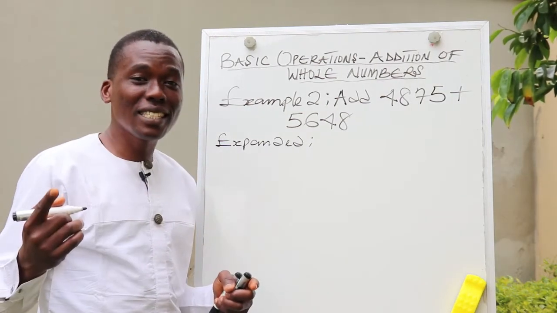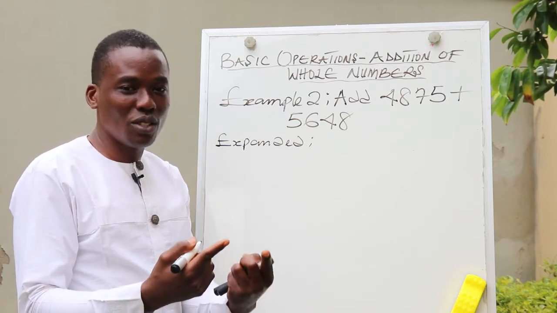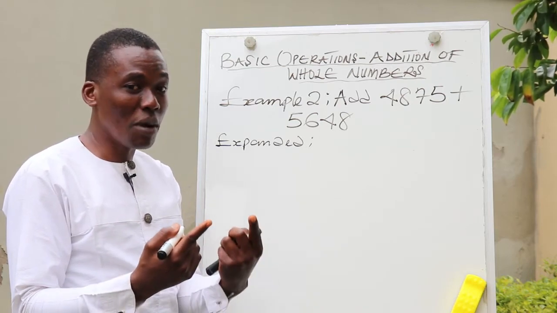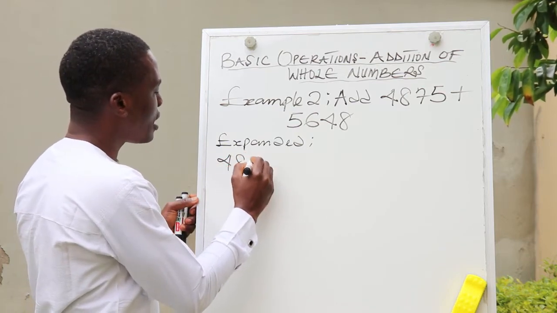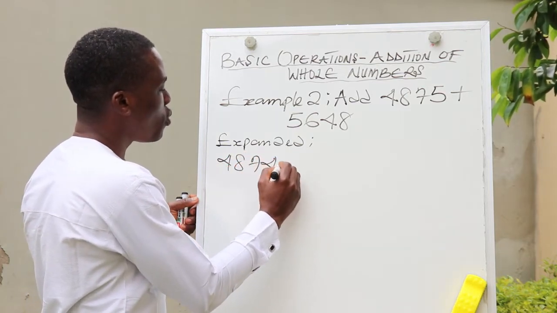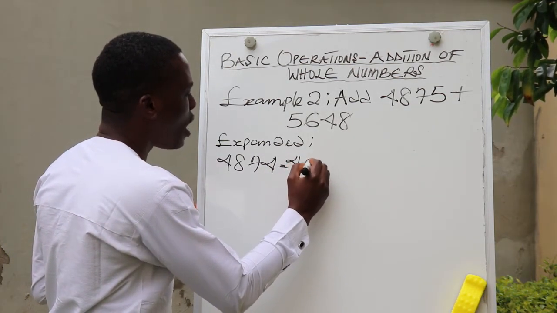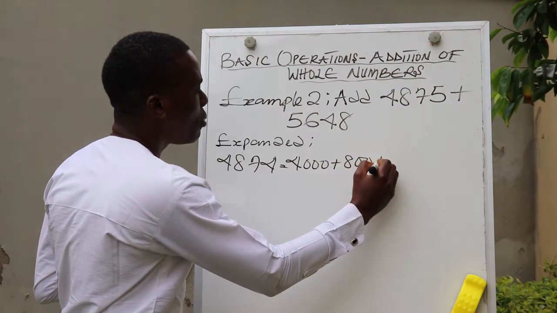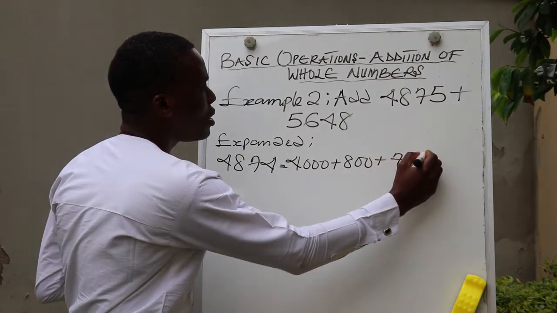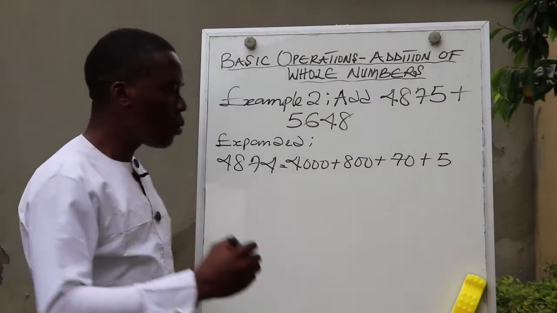Remember the first example, I showed you how to answer questions using the expanded form method. Remember what I said? The first thing you do is you write your 4875, then you expand it. Good. So we have our 4000 plus our 800 plus our 70 plus our 5. Very good. Now let's look at the next one.